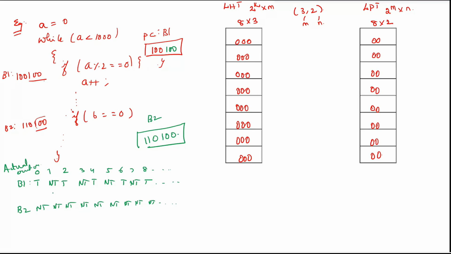Ma'am, the second branch is taken when B equals 0. Since we don't have any information, assume some value for B, maybe something. Okay, ma'am, on that assumption we are going.